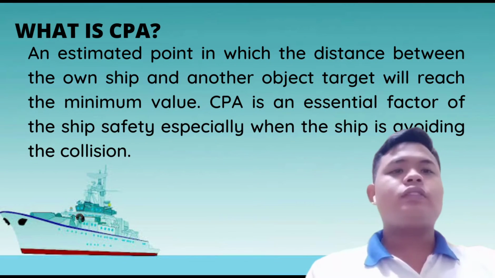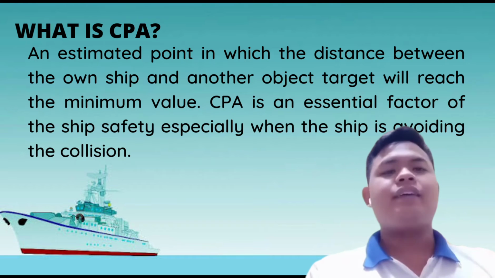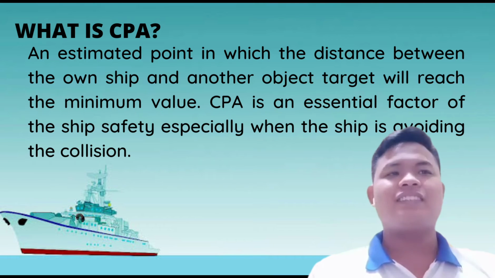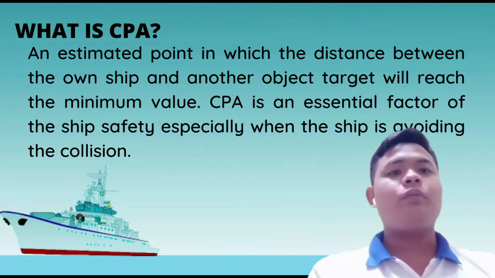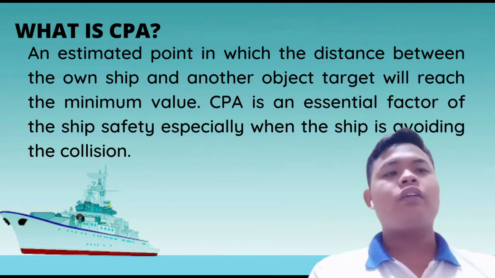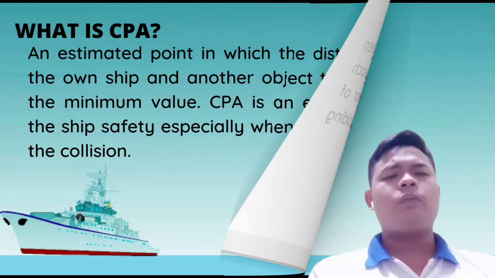I'm the second reporter, and I'm going to report about the closest point of approach. So, what is the closest point of approach, or CPA? In radar plotting, CPA is an estimated point in which the distance between the own ship and another target or object will reach the minimum value. The estimation of CPA is used to evaluate the risk of collision between your ship and a target or an object.